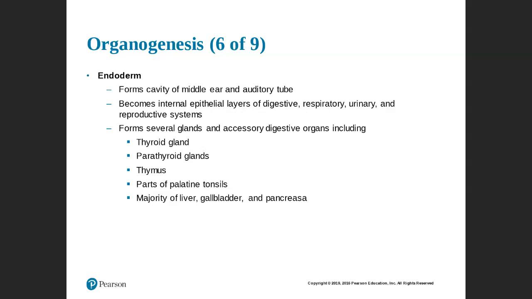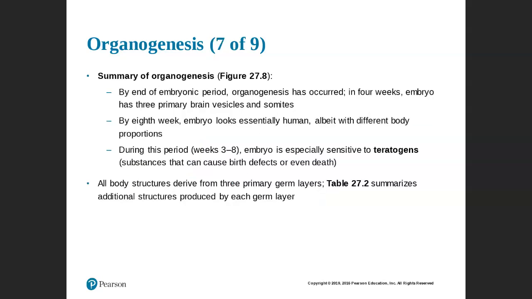They form several glands and accessory digestive organs, including the thyroid gland, the parathyroid glands, the thymus for your immune system, your palatine tonsils, and the majority of the liver, gallbladder, and your pancreas. So a lot of the organs come from endodermal origin.